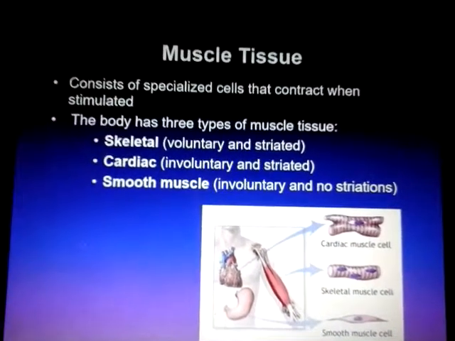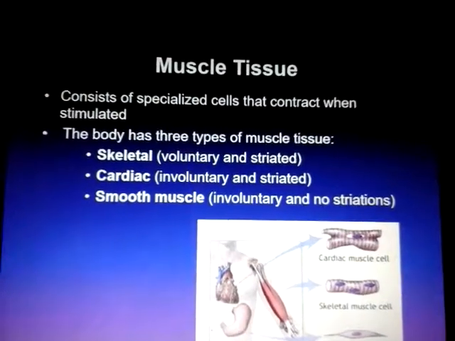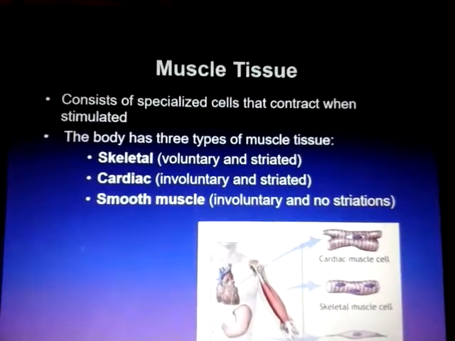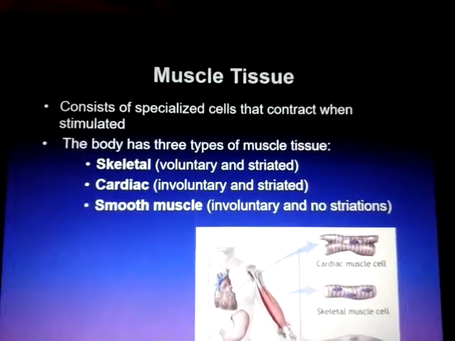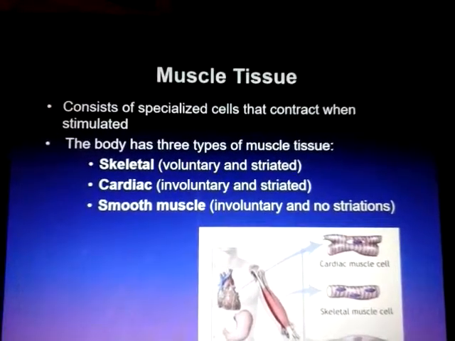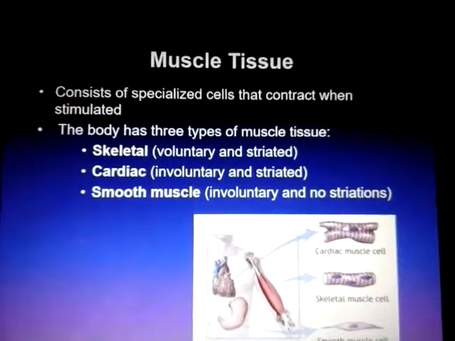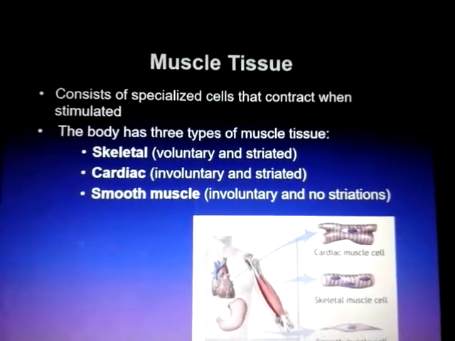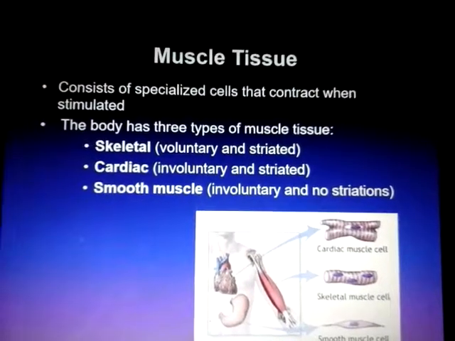You have two major parts to your brain. The largest part of your brain is called your cerebrum, and it tends to control things that are involuntary, which means you don't have to think about them. They're automatic. You're just born knowing how to do it. And then you have a part of your brain called the cerebellum. The cerebellum controls voluntary movement. The cerebellum controls your skeletal muscles.